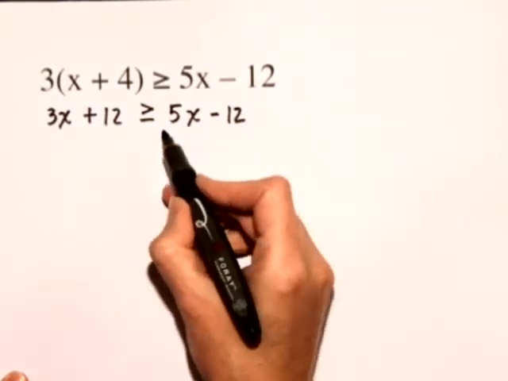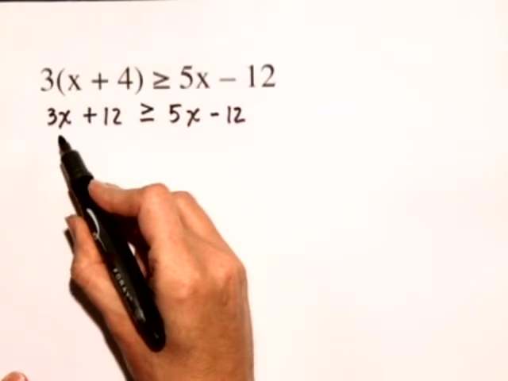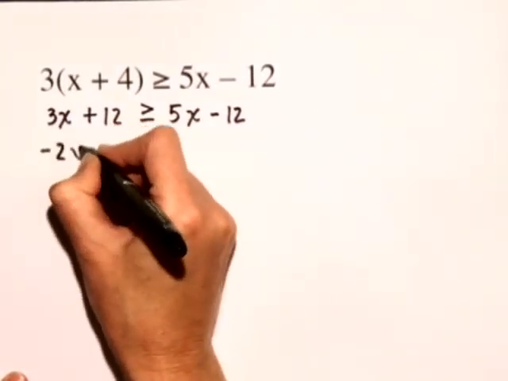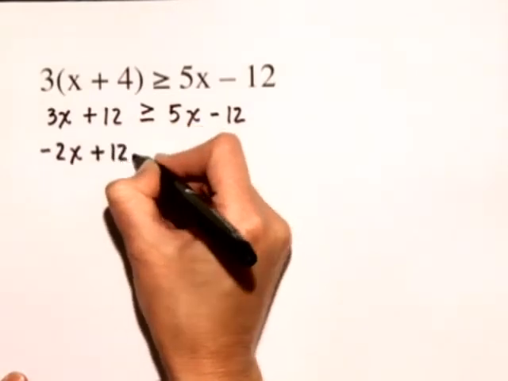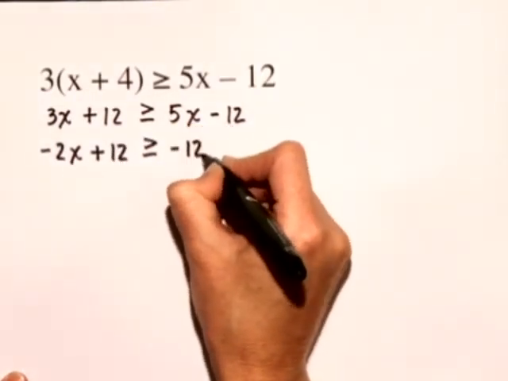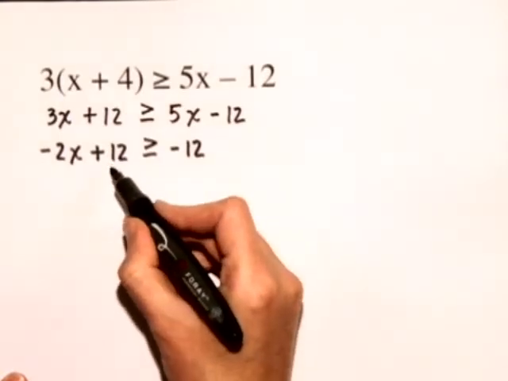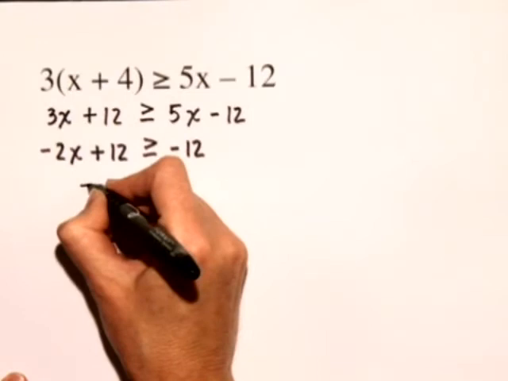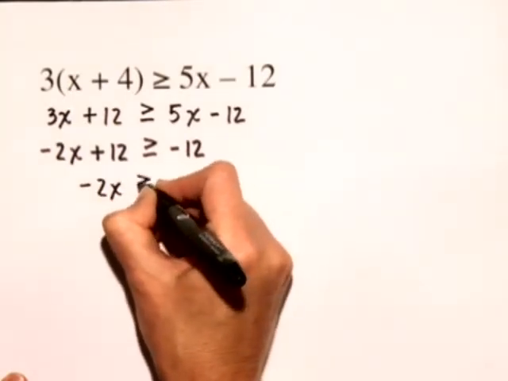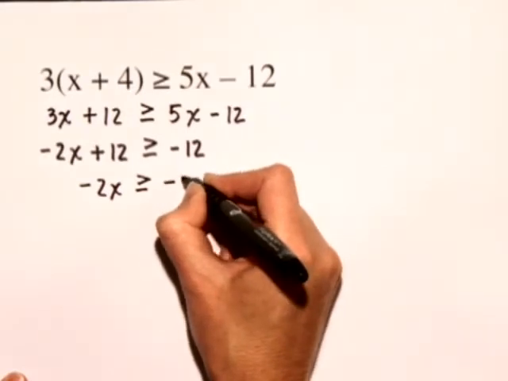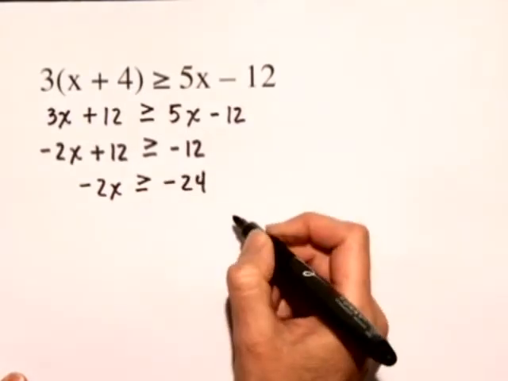Let's move the x terms to the left-hand side. So we'll have 3x minus 5x gives us negative 2x plus 12 is greater than or equal to negative 12. Next, we'll subtract 12 from both sides to get the constant terms on the right. And we'll have negative 2x is greater than or equal to negative 12 minus 12, which gives us negative 24.